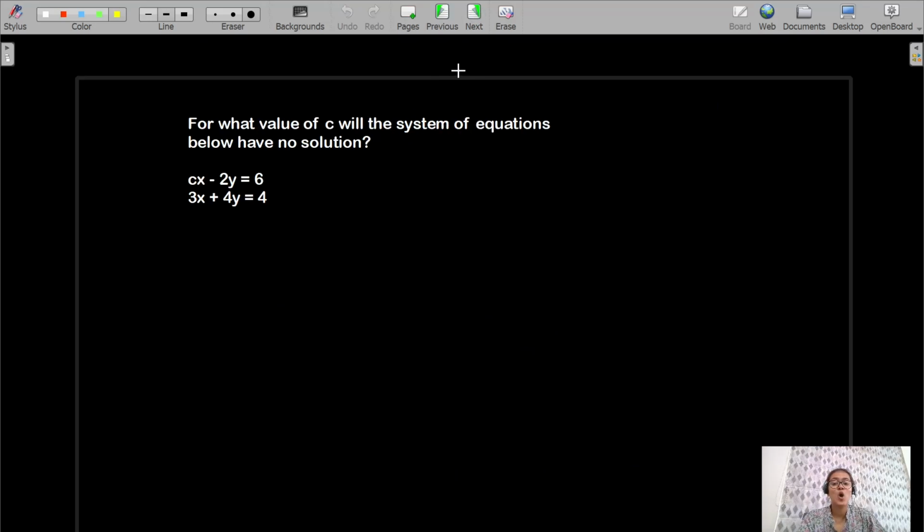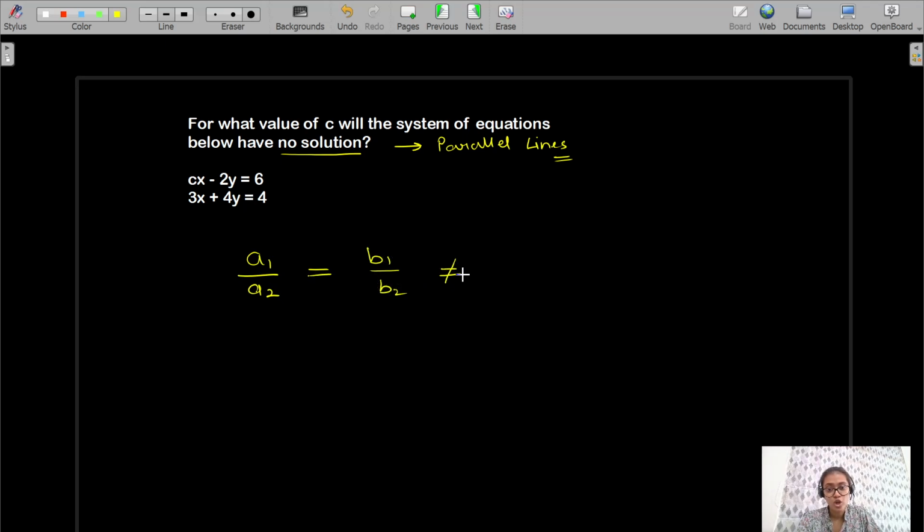SAT math is always going to ask a question like this, in which it says: for what value of C will the system of equations below have no solution? So for no solution, what is the condition? No solution means that these two lines will not intersect. That means they are going to be parallel lines. And for parallel lines, the ratio of a1 and a2 should be equal to the ratio of b1 and b2, and this should not be equal to the ratio of c1 over c2.